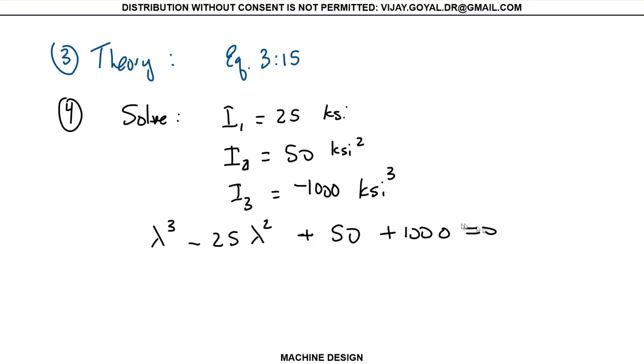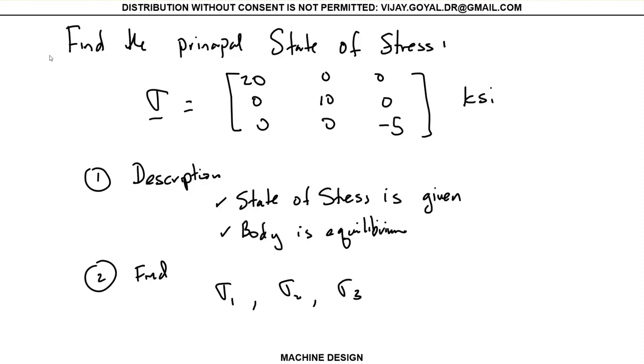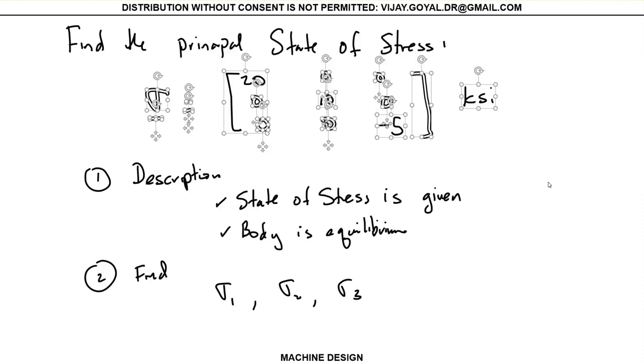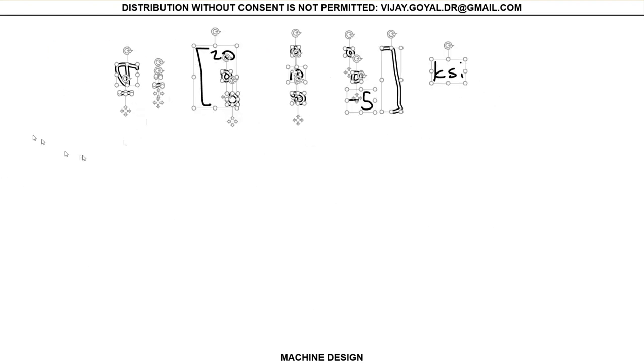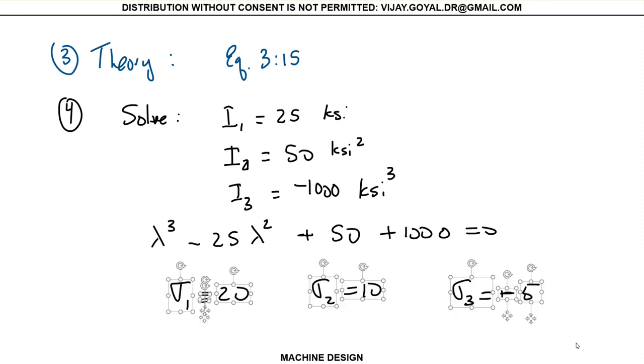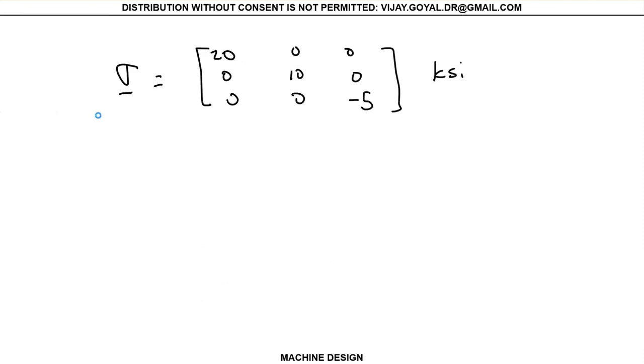Okay, this is going back to the equations I gave you last time. And if you solve this, you can show that your sigma 1 is equal to 20, sigma 2 is equal to 10, sigma 3 equal to minus 5. Now, I want you to pay close attention to this. So let's take this and bring it right here, and let's take the solution and bring it right here.